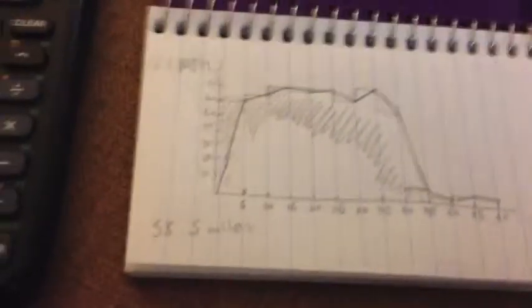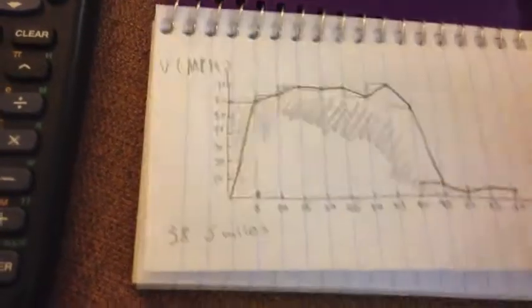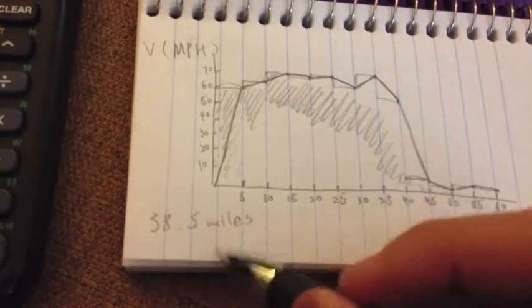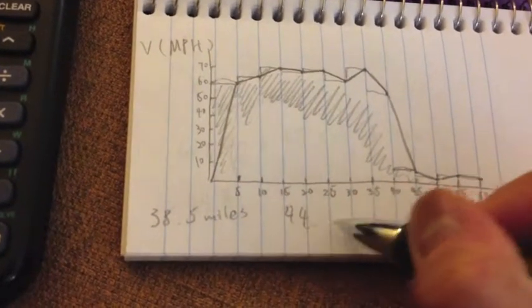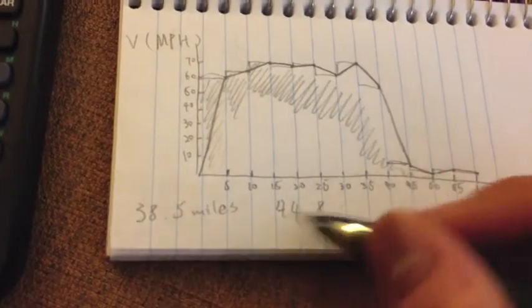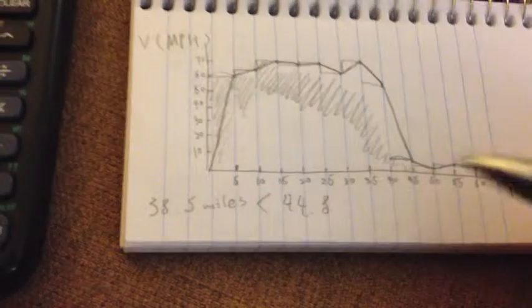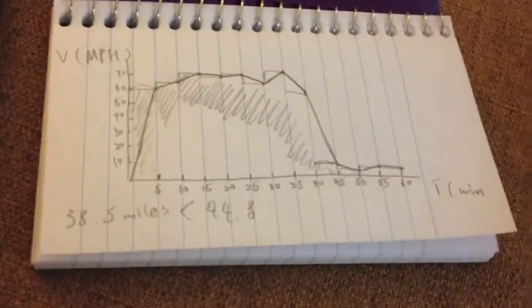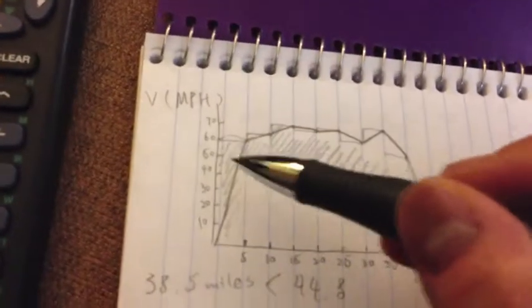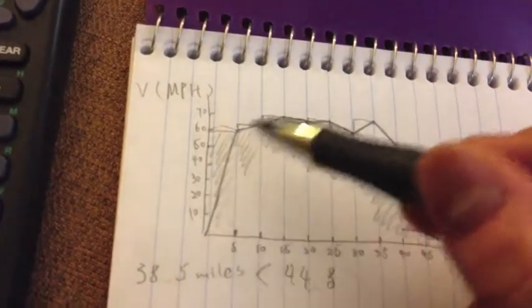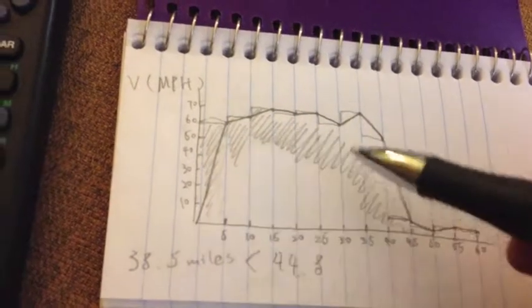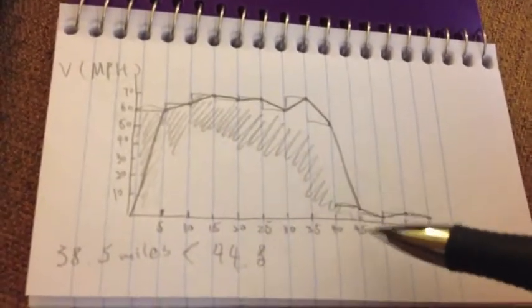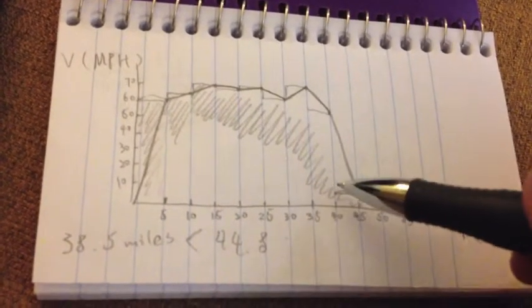And you can see that 44.8 is clearly bigger than 38.5. 44.8 is clearly bigger. What that possibly means is that this area and the things that are above are not that accurate.